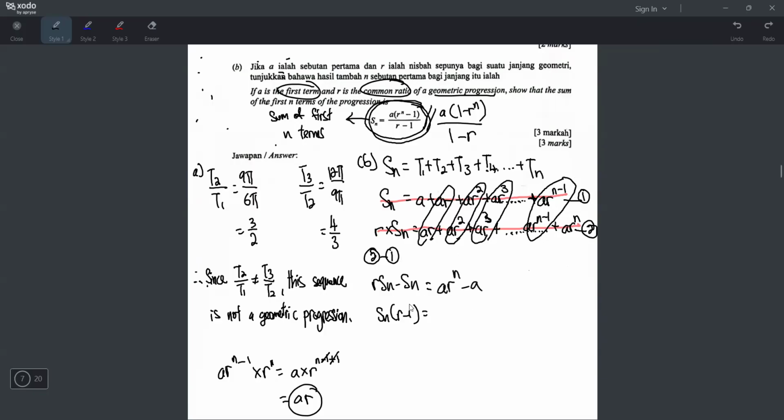And now you factorize both sides. The left side I already factorized. This side you can factorize out the A. You will be left with R power n minus 1. So now you can get your formula. It will be R power n minus 1, and this one moved over down here, becomes this. All right, so this formula is the same as what they want, right?